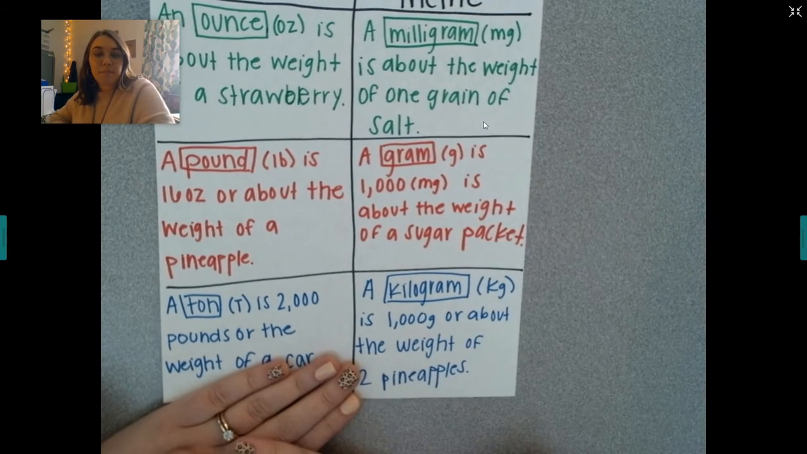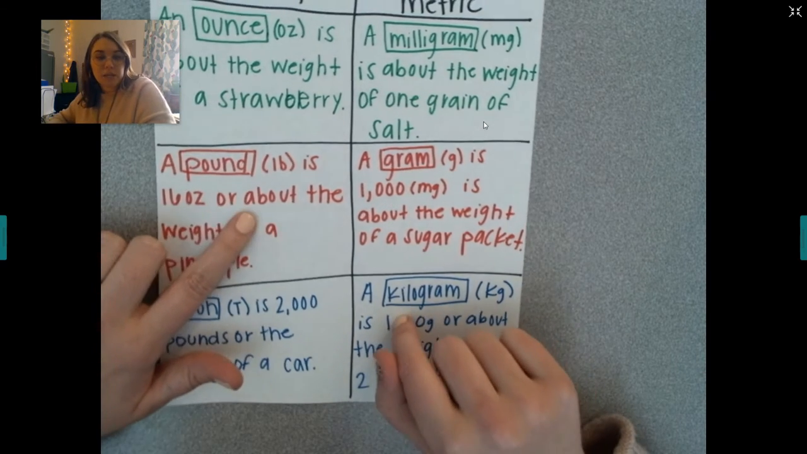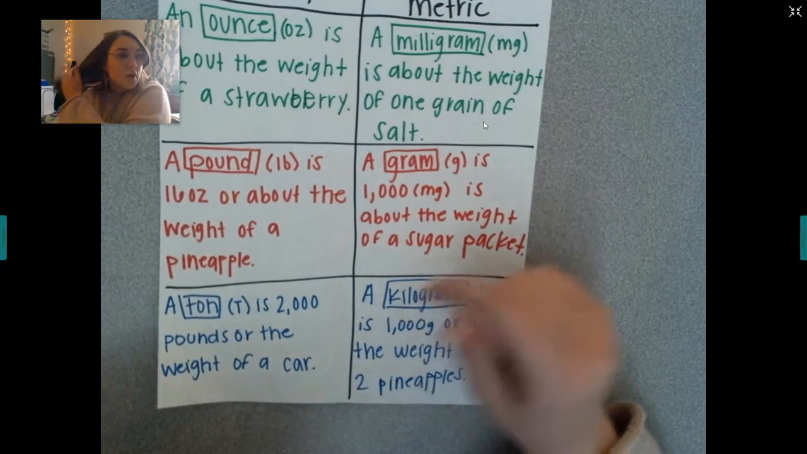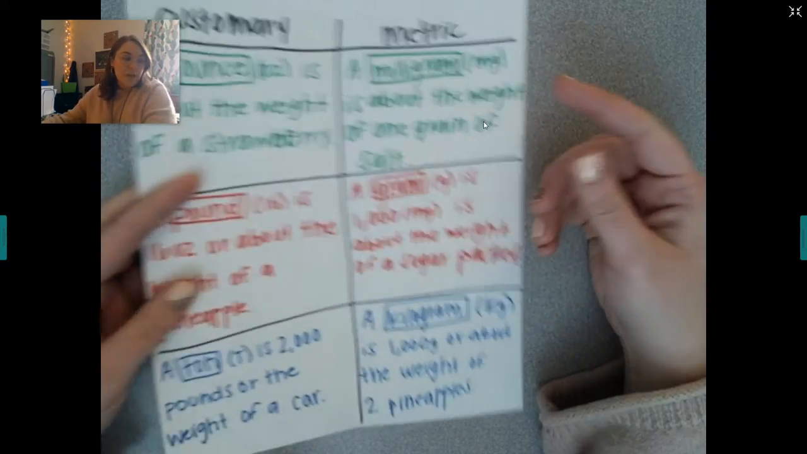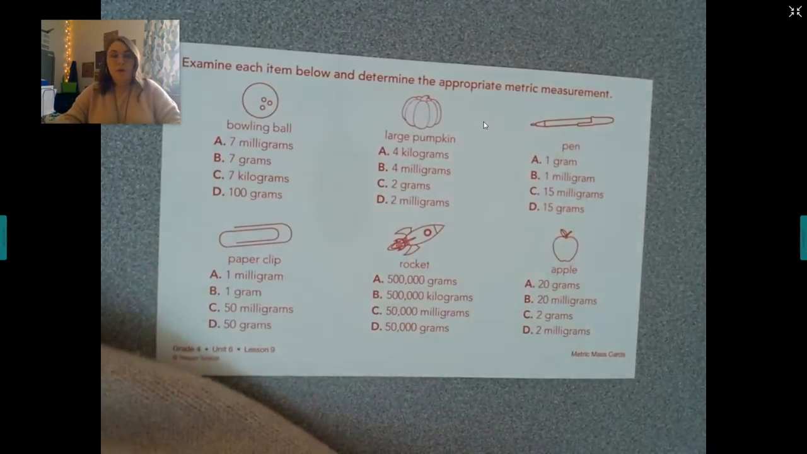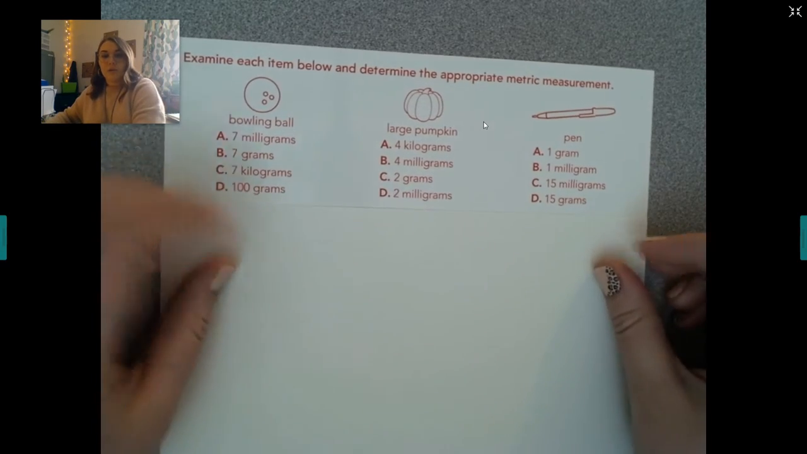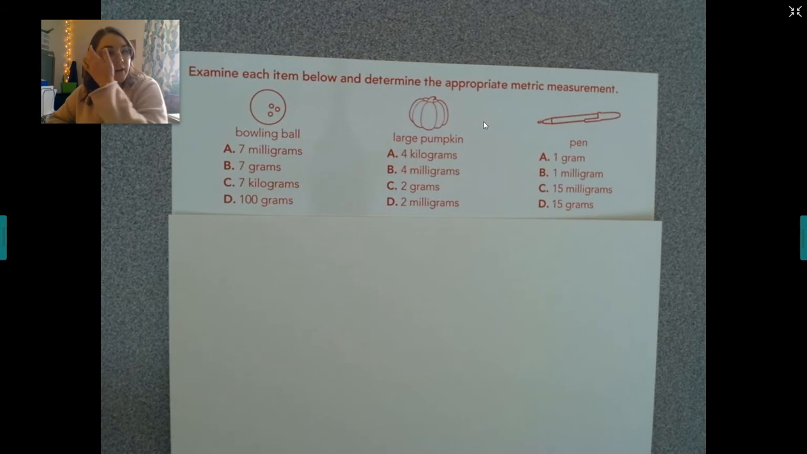And then a kilogram is about the weight of 2 pineapples. So it's almost the same as 2 pounds. So the biggest is a kilogram, then we have a gram, and then we have a milligram. So knowing that it goes from kilogram, big, gram, milligram, let's take a look at some of these. I want you to pause the video right now, and I want you to do the first 3 by yourself, and then we'll check and see if you're thinking the same as I am for milligram, gram, and kilogram.